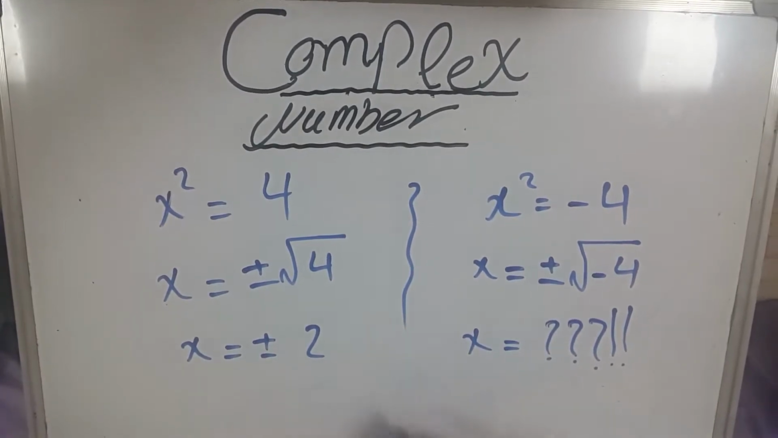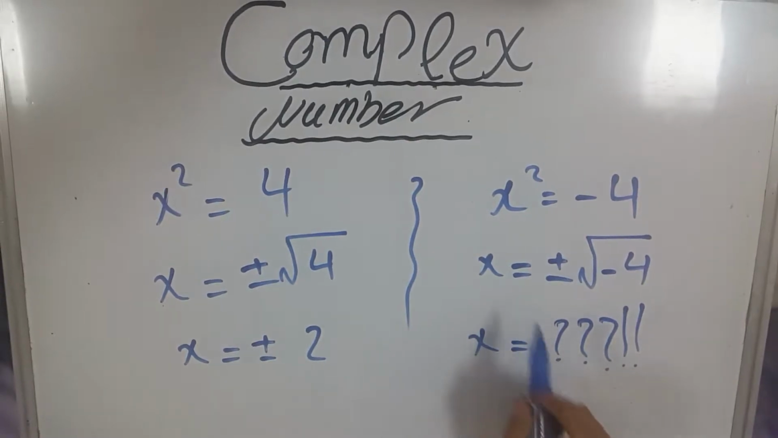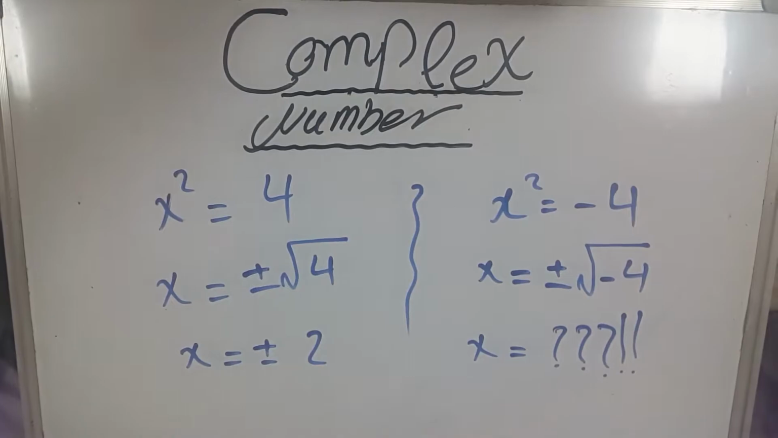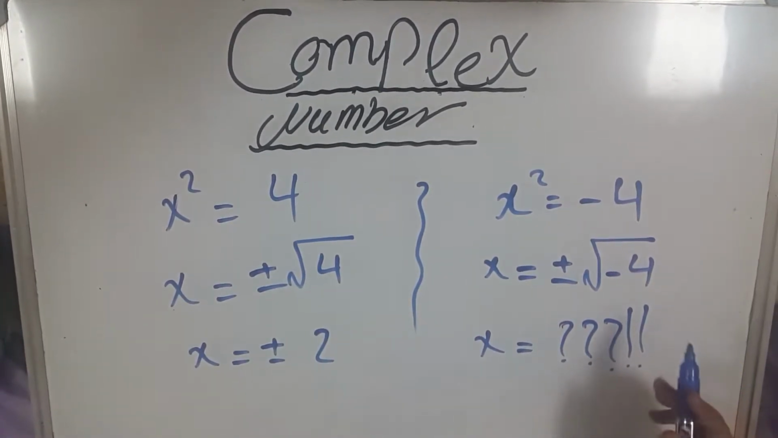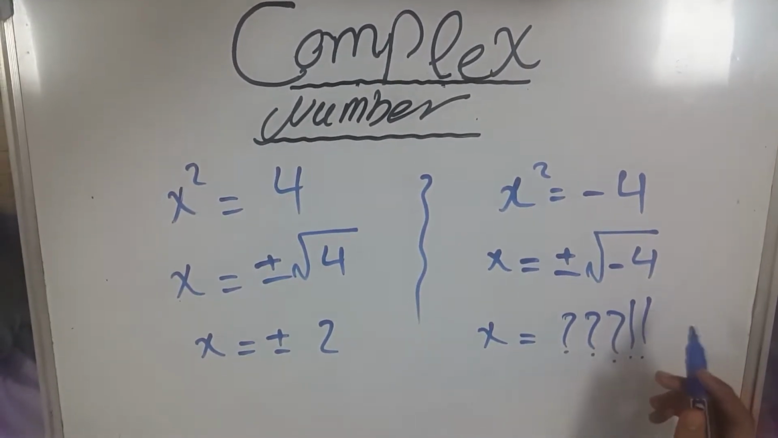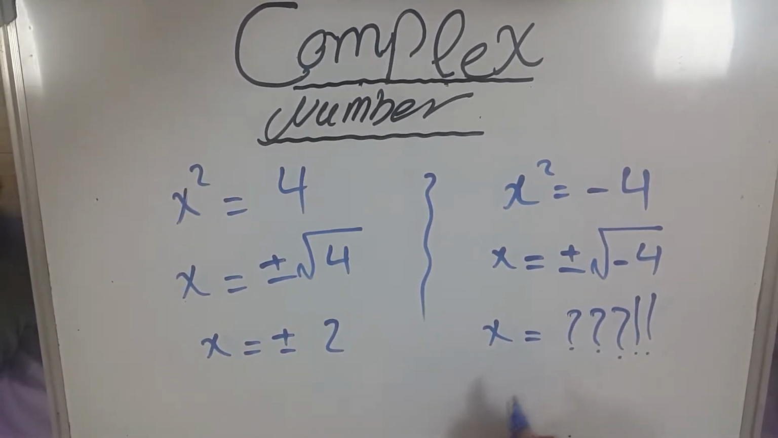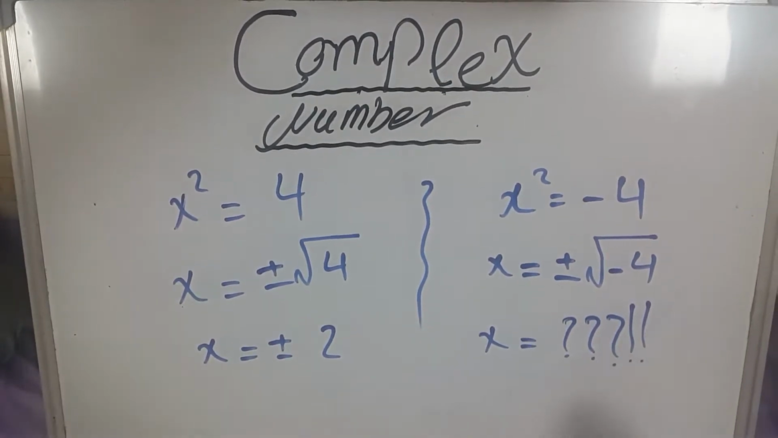And we will move to another question which is x squared equals negative 4. So to get the values of x, we will say x equals positive or negative square root of negative 4. And here we will stop because we don't know what the value will be, as we have studied only the real numbers. We don't know other sets instead of the real numbers. So today we will introduce a new set which is called imaginary numbers, and this will solve many problems.